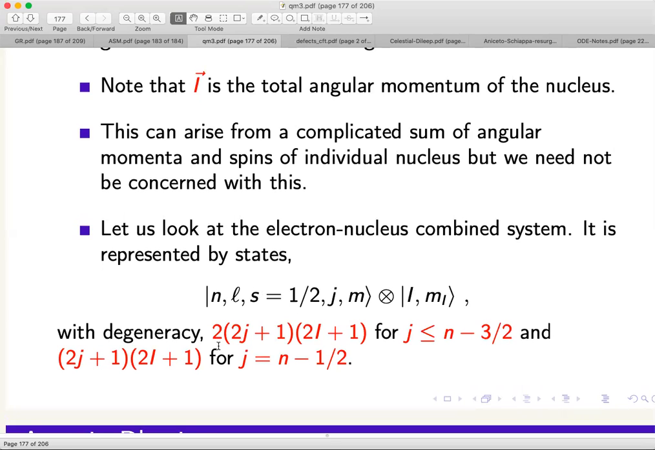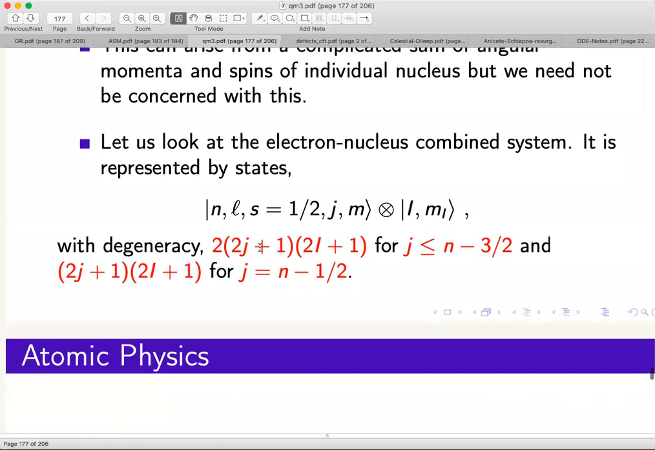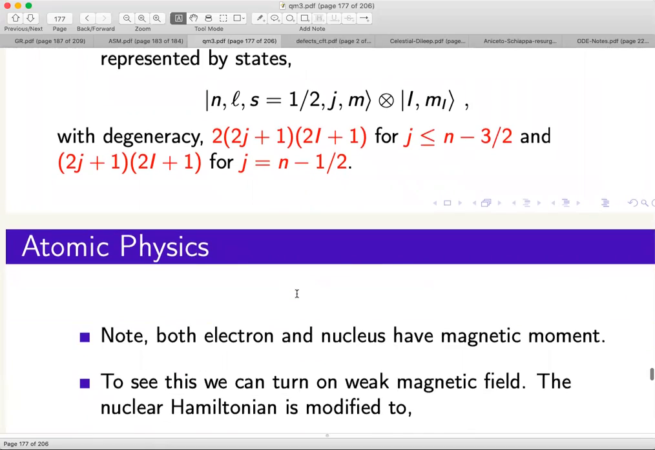Okay, and this state is of course 2 times (2j+1) times (2I+1) fold degenerate if j is less than n minus 1/2, and when j is n minus 1/2, then the degeneracy is half of that. Okay, this is something we already knew. The first two factors, 2I+1, just go for a ride in this particular case.